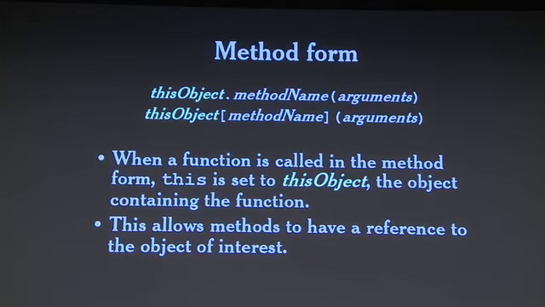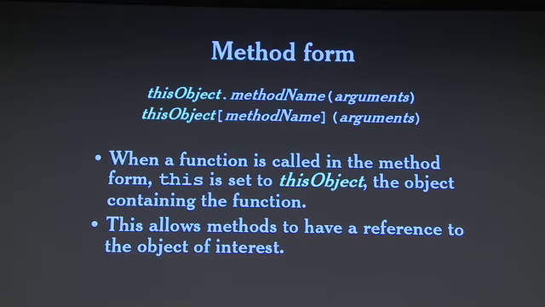When a function is called in the method form, this is set to that big object. So inside the body of this function, the this keyword stands for the Math object inside Math.sqrt. And this allows methods to have a reference to the object of interest, which is important because in the Math object, they might have lots of constants. They might have a constant called pi.